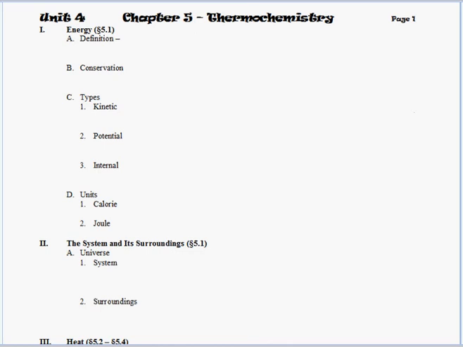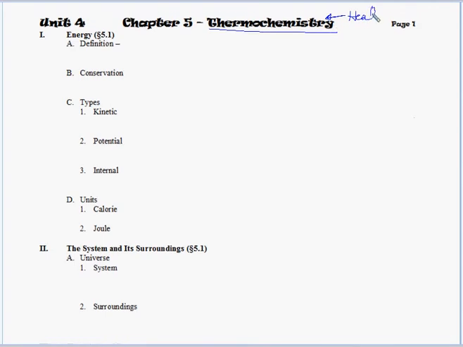So now we're going to be beginning Unit 4. And as we start Unit 4, the first thing that you want to notice is it's going to be entirely on thermochemistry. More specifically, it's going to be on heat and heat energy. So just looking at one aspect of thermochemistry, not including our entropy as well as our Gibbs free energy.